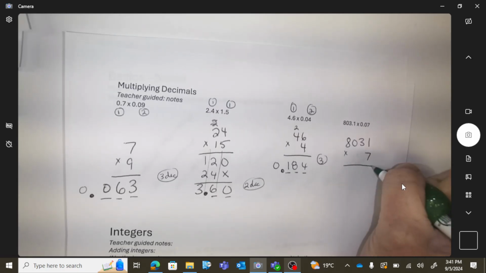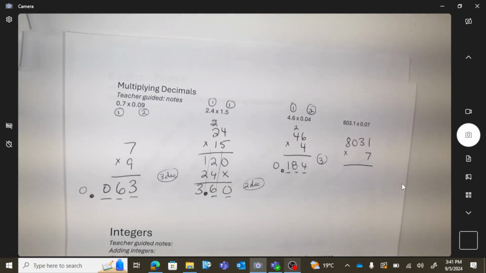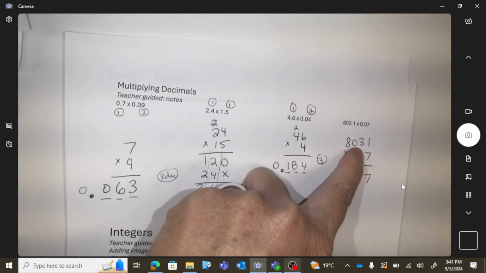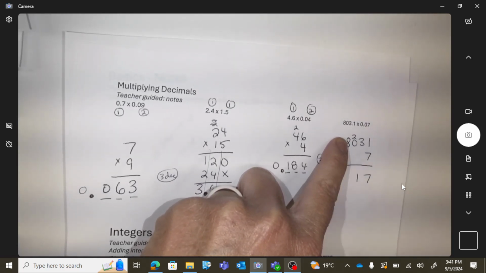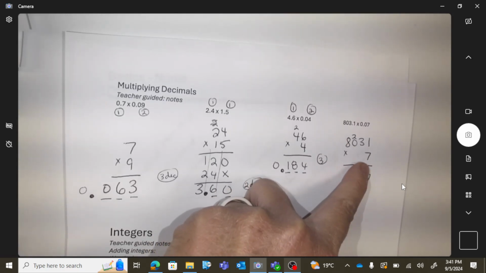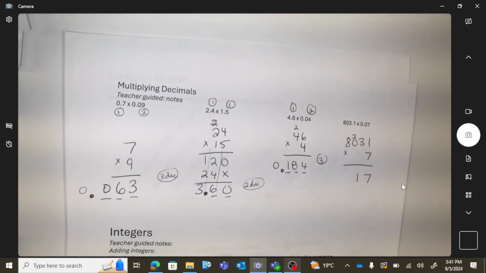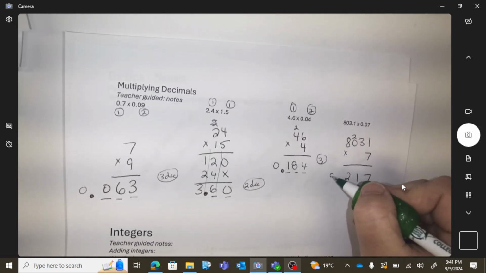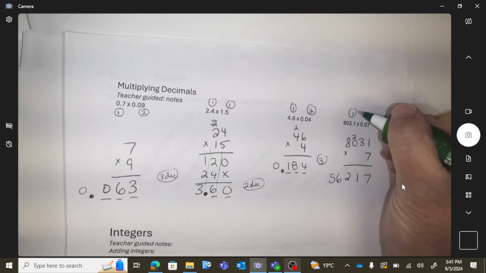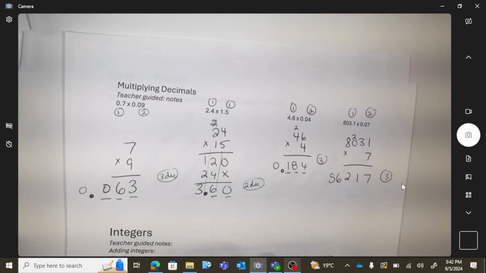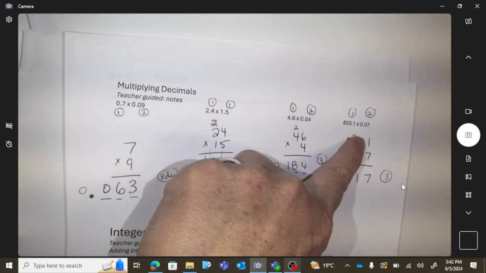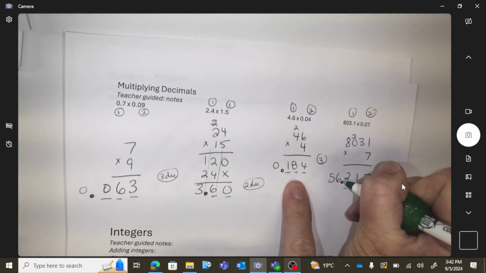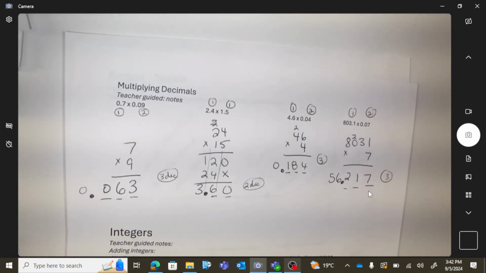8031 times 7. So there's my digits without decimals. So 7 times 1. 7 times 3 is 21. 0 times 7 is 0. Add the carried. And then 7 times 8 is 56. So if we talk about the decimals, this one had 1, this one had 2, so my final answer should have 3. So 56, decimal 217.